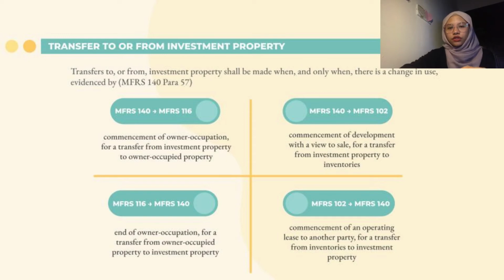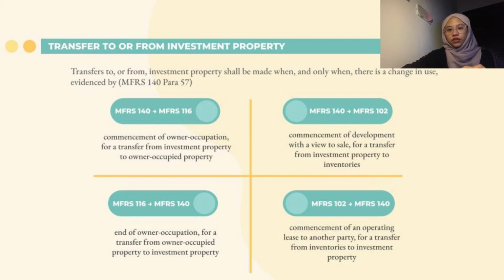So third, transfer from MFRS 116 PPE to MFRS 140 investment property occurs at the end of owner occupation. Example, a building previously used as head office and now leased out to another entity, maybe because of financial problems. So this is the example of the transfer from owner occupied property, PPE, to investment property.